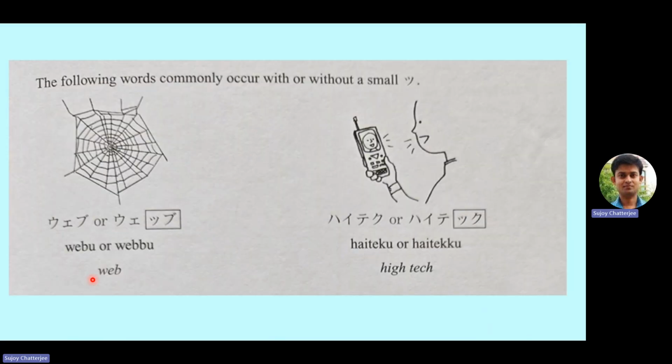The following words commonly occur with or without a small tsu. For example, web, we can just write webu or webbu. Both are correct. High tech, so hai tekku or hai teku. Both are correct here. So there are not very concrete rules, because this is conversion from English words, so there is not much strictness. How you perceive that English word in your mother tongue will depend on how you translate it to Japanese.